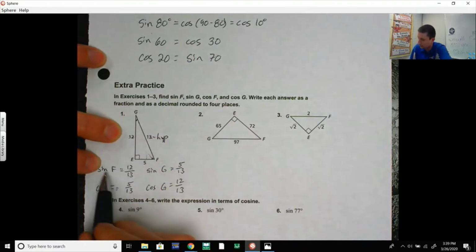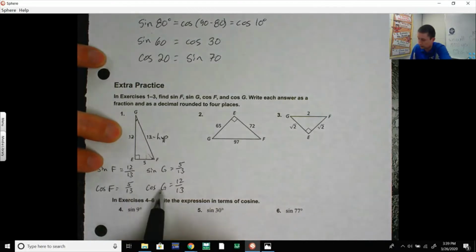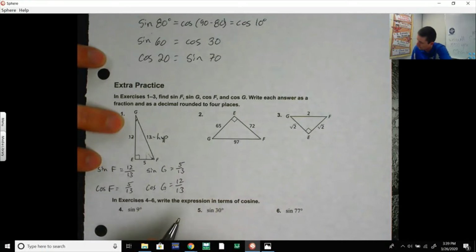So you notice the sine of f and the cosine of g are the same values because g and f are complements. So the sine and cosine of those are going to be the same.